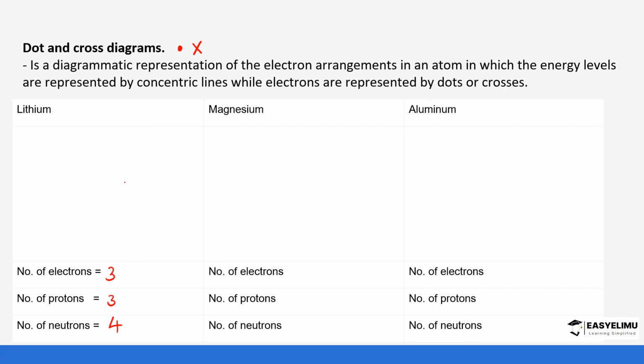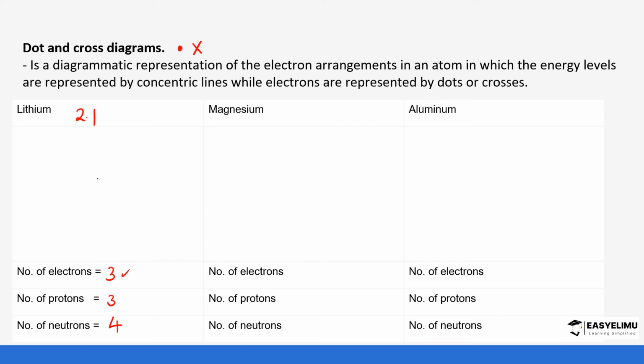So when you look at the number of protons is 3, so the electron arrangement will be 2.1. So we have two electrons in the first energy shell, and one remaining electron goes to the second shell. So how do we present this? In the dot and cross.